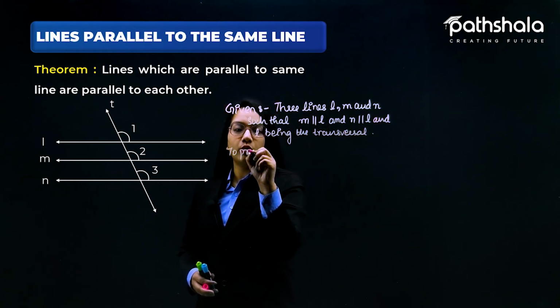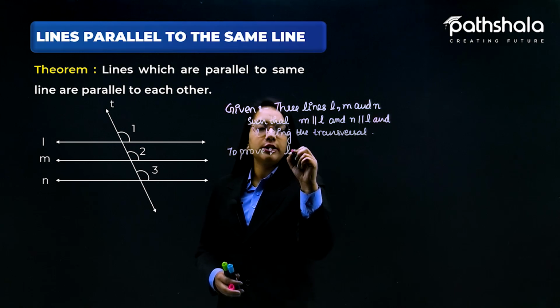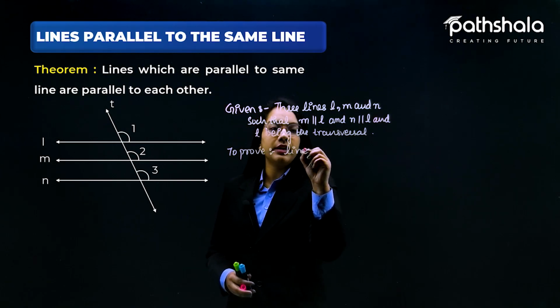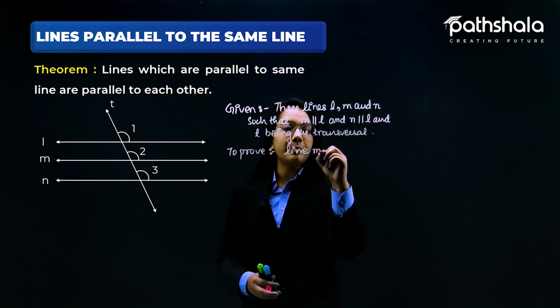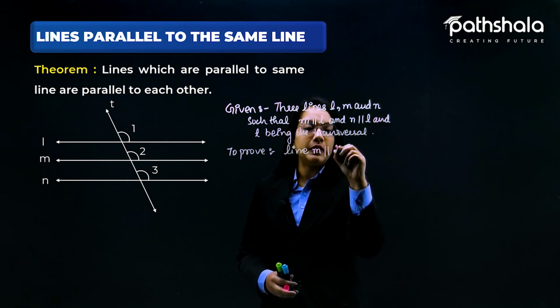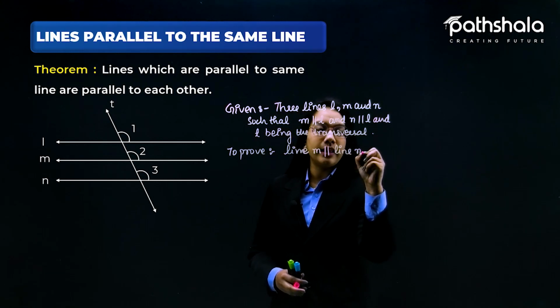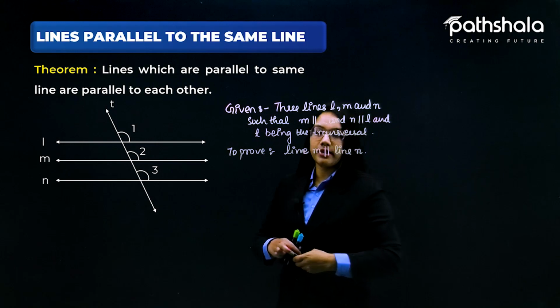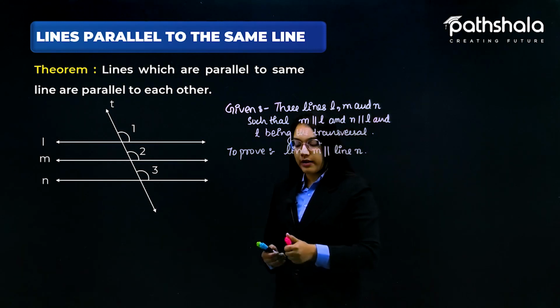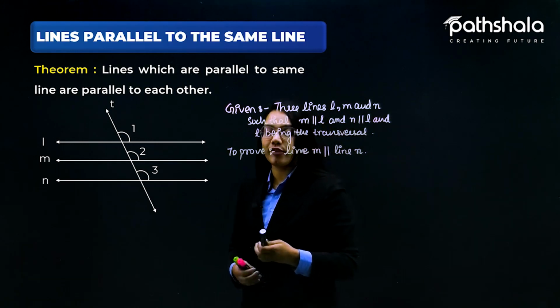Now what we have to prove over here is that the line M is parallel to the line N. So let's start the proof of this one.